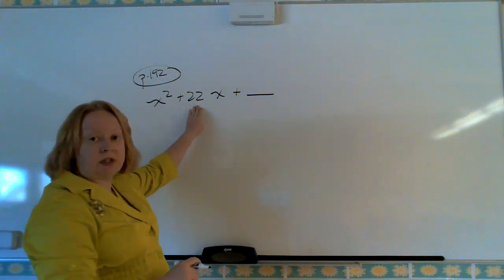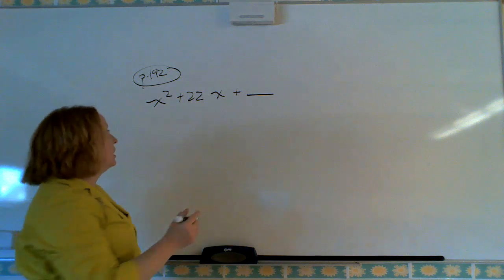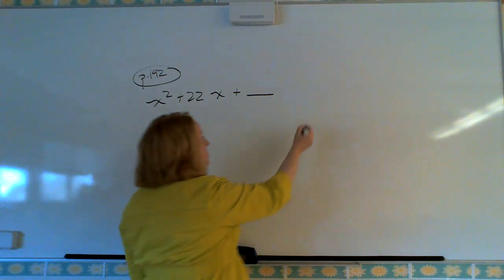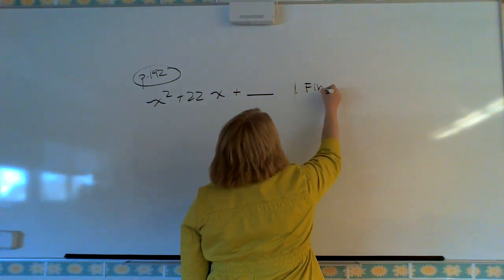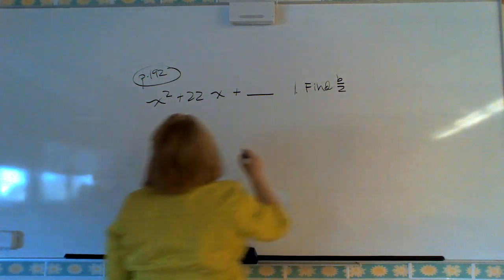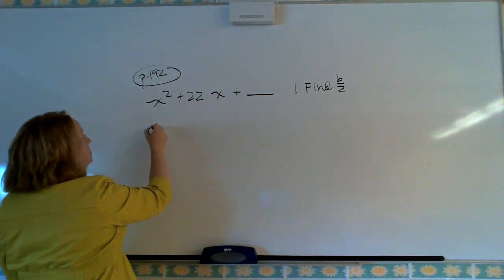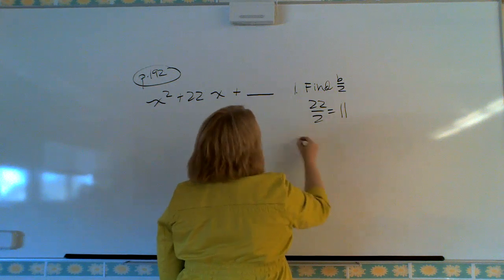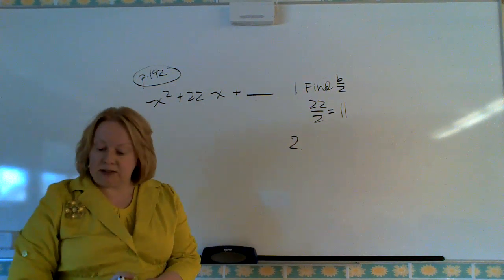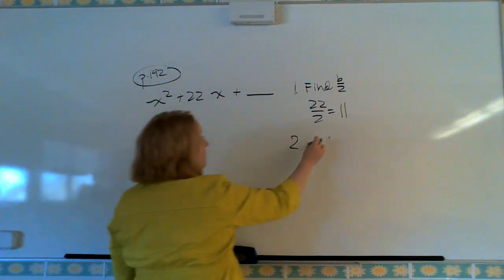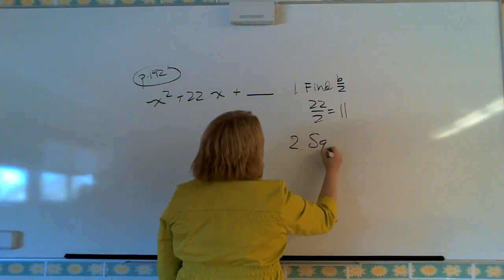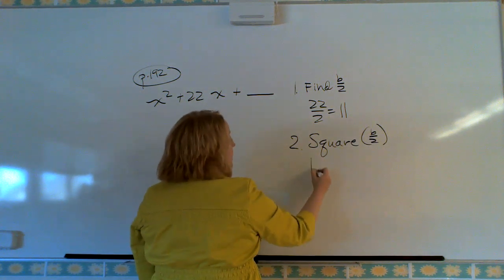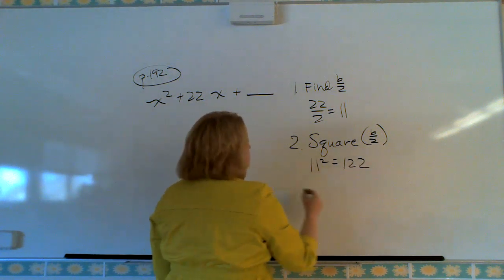Okay, and so what we're going to do to complete the square, the first step is to find b over 2. So I'm going to just write the steps off to the side here. Number 1, find b divided by 2. So that's going to be 22 divided by 2, which is going to be 11. The second step in the process is to square b over 2. So 11 squared is going to be 121.